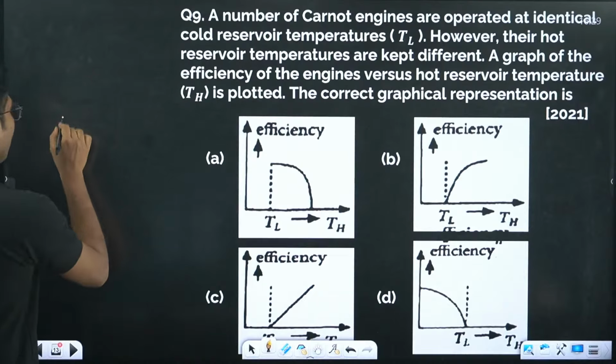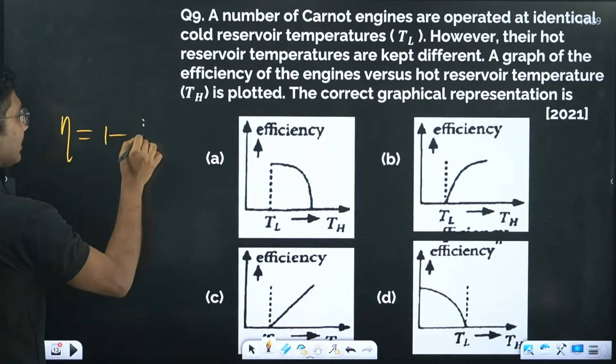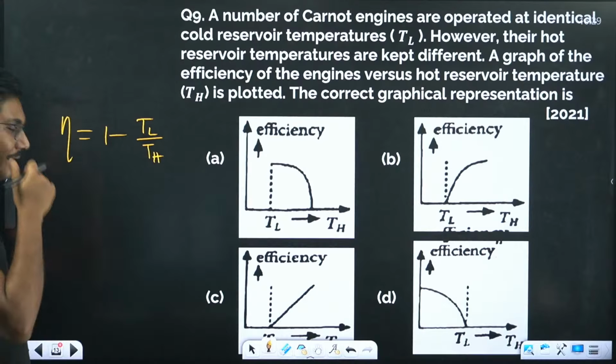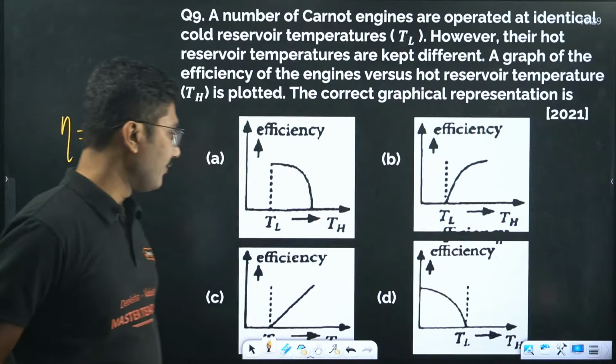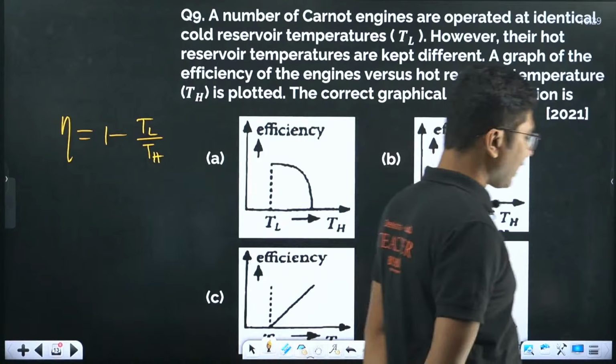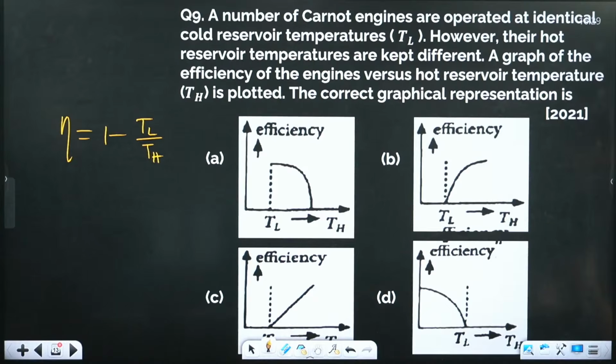So those who don't know, the efficiency is given by 1 minus T low by T hot. So what is the correct graph? How is the efficiency related to low and hot temperature? Interesting question. I will not tell you the answer. Try to answer. Good evening, Boxer. Isn't it because it's anti-clockwise? Yes, exactly, it is because it's anti-clockwise. Tanishk is saying option A. Let's see.